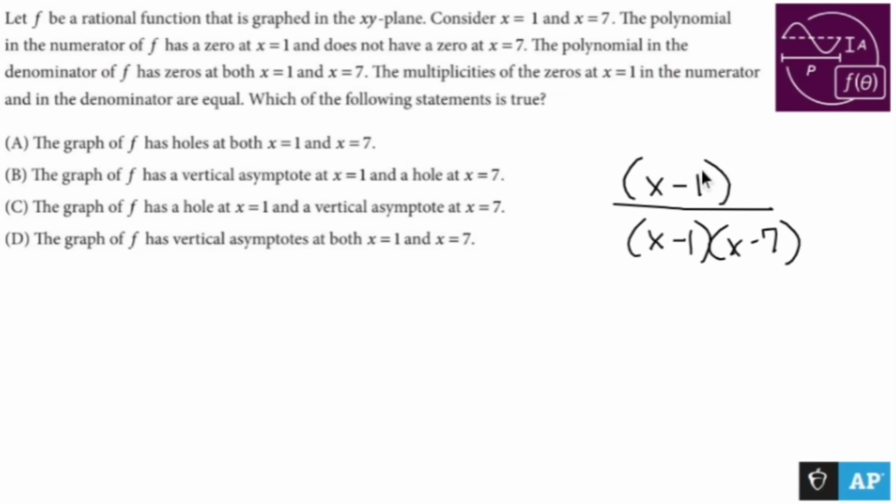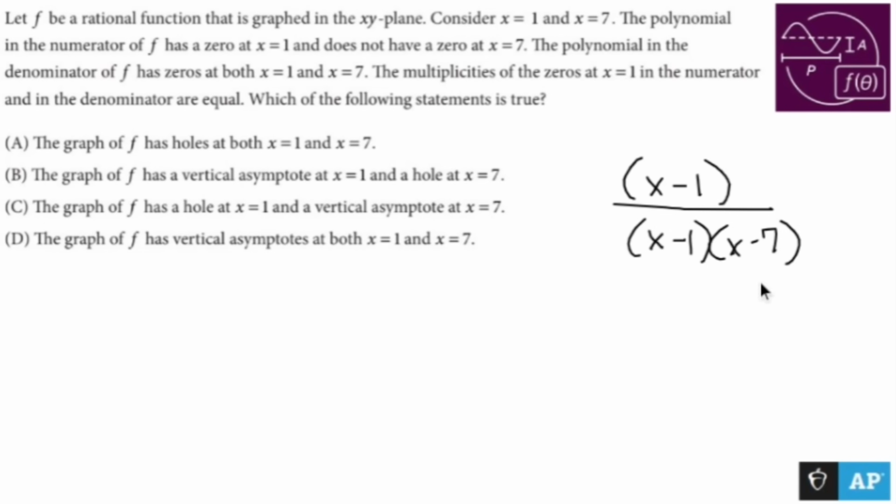So however many x minus 1s are up here, literally the same exact amount are down there. So whatever happens, you would cross them out no matter what, if that's what you're supposed to do. But we're probably dealing with holes and vertical asymptotes just by looking at the words. So which of the following statements are true?